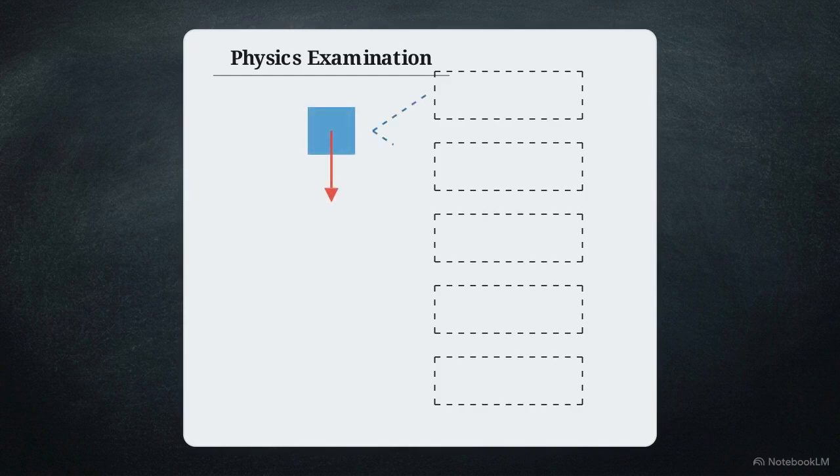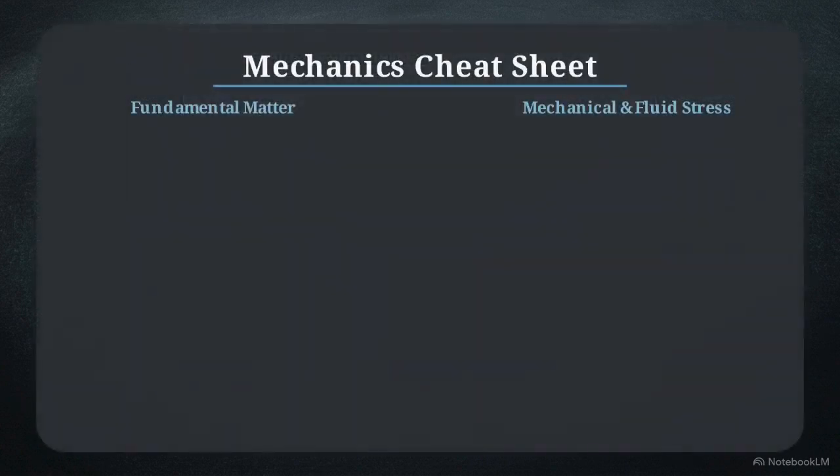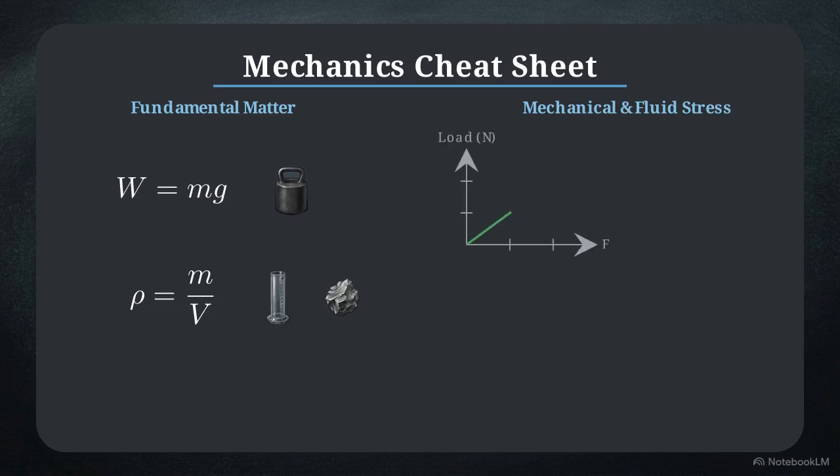Mastery of these equations allows you to calculate exactly how objects behave under gravitational, elastic, or fluid stress. This cheat sheet collects those equations. You know how to convert mass to weight. You can calculate density for both regular and irregular objects. You can map Hooke's law up to the limit of proportionality, and you know how to compute pressure for both solid blocks and fluid depths.